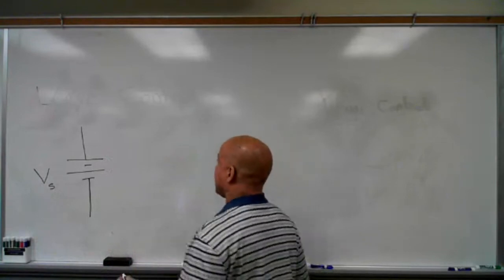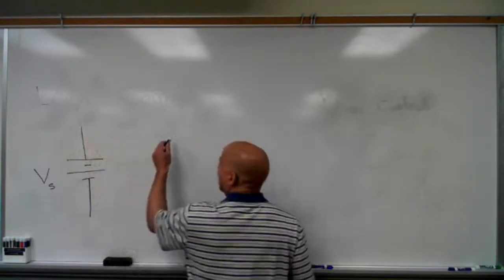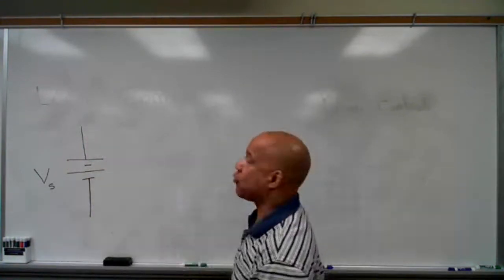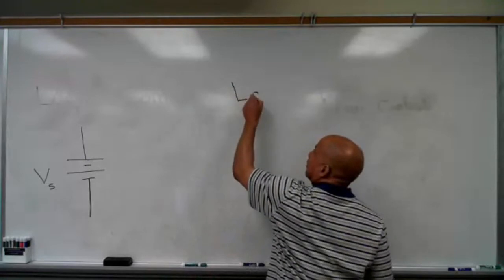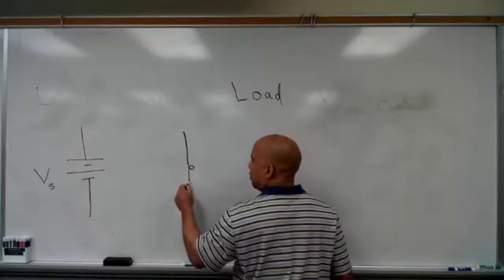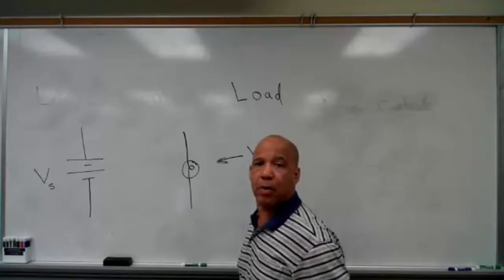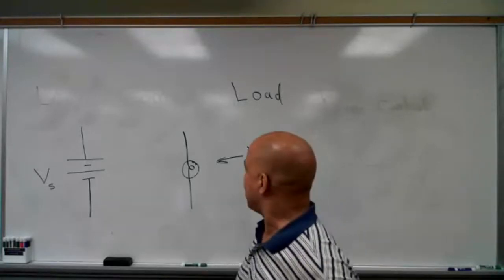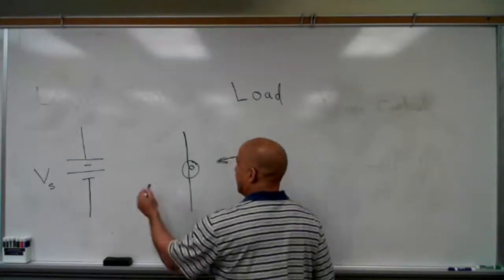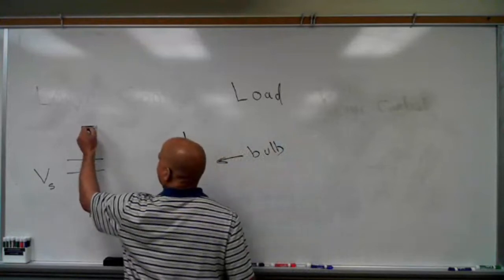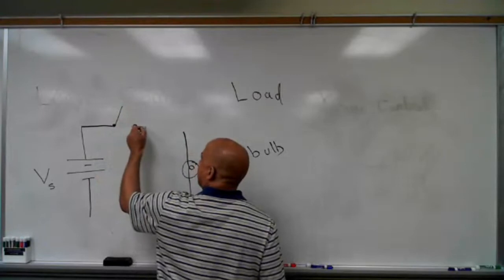It'll be AC or DC. You got to have something you want to control. Now, the thing you want to control, we call it the load. So I'm just going to use a light bulb. That's a light bulb. I want to control the light bulb. Well, the simplest control circuit would be to just take a simple switch and connect it up to the light bulb as shown.